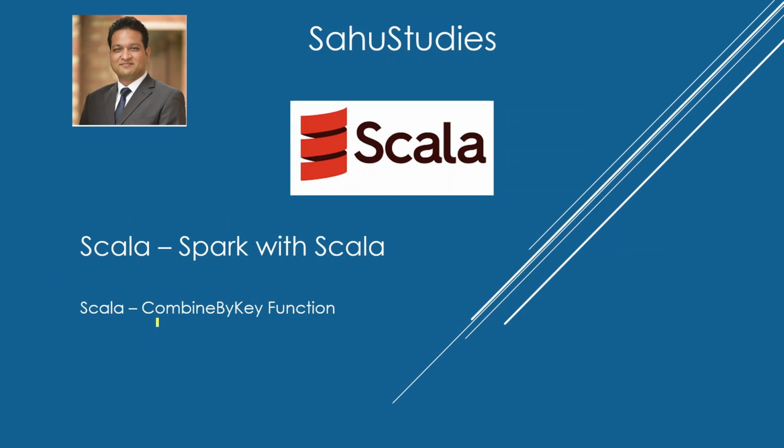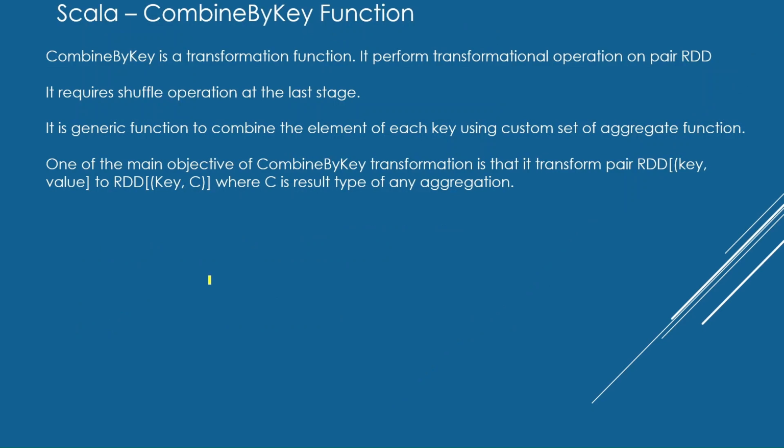In this video, we are going to discuss the combineByKey function in Scala. So what is the combineByKey function? It is a transformation function that performs operations on a pair RDD. Whenever there is a requirement to do any kind of transformation, we can use combineByKey. But one thing we need to keep in mind is that the combineByKey function works on a pair RDD.